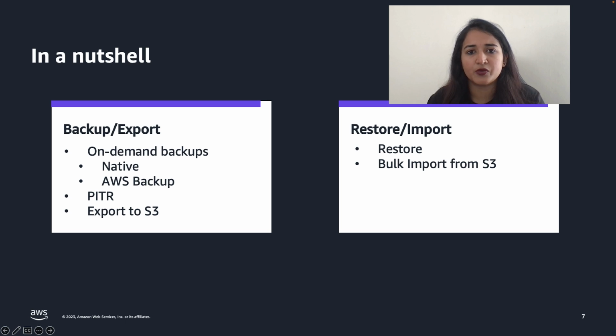In a nutshell, you have 3 different options for backups and 2 different options for restores or import, and none of these options have any effect on the table's availability or performance, which means you can get these backups and restores done without hampering your live transactional traffic. Apart from that, I think it is important to note that restores always happen on a new table. Even the import from S3 feature is only available on new tables as of now.